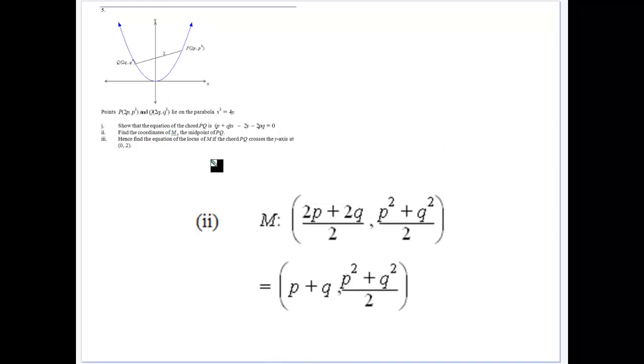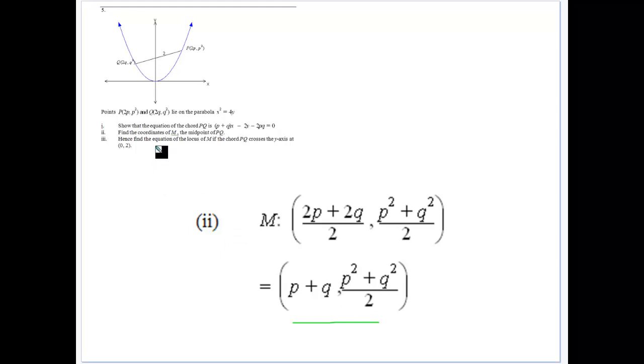Then find the midpoint M. Well, finding the midpoint's not too bad. (2p plus 2q) over 2 and (p squared plus q squared) over 2. And the 2s will cancel there. So there's our midpoint.